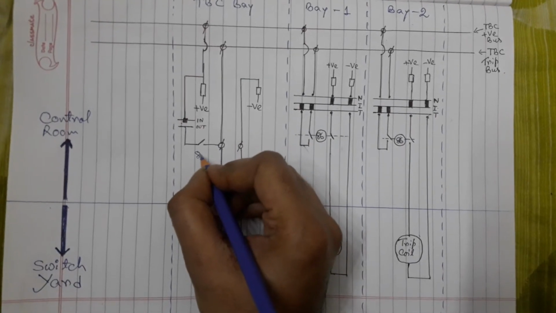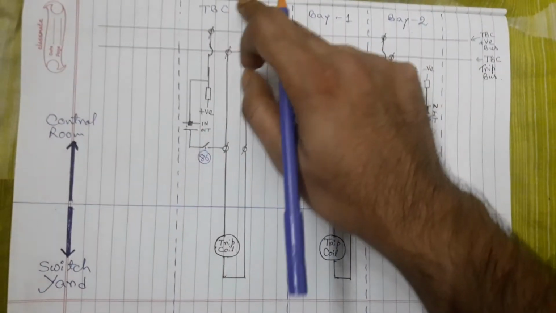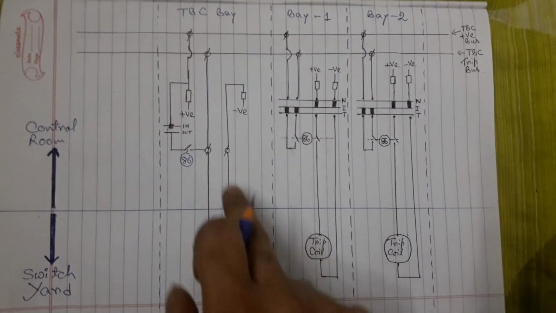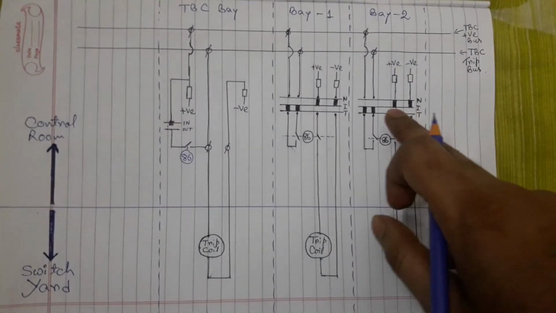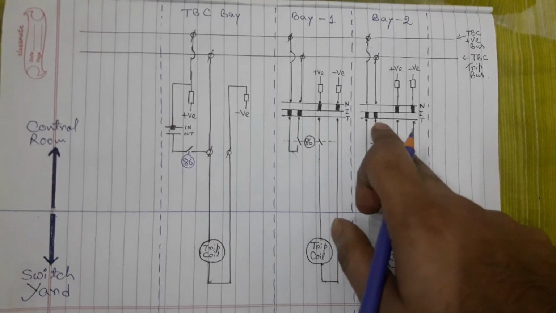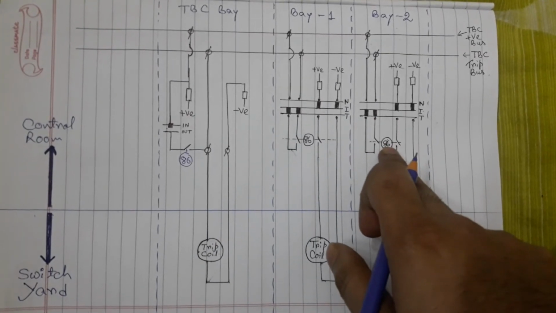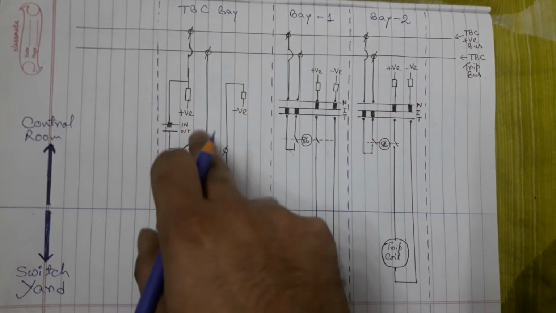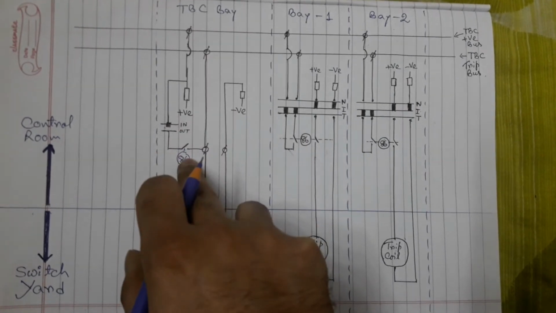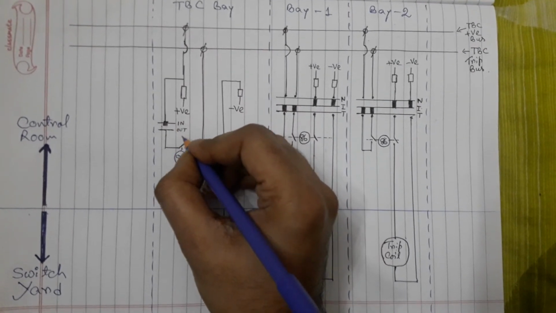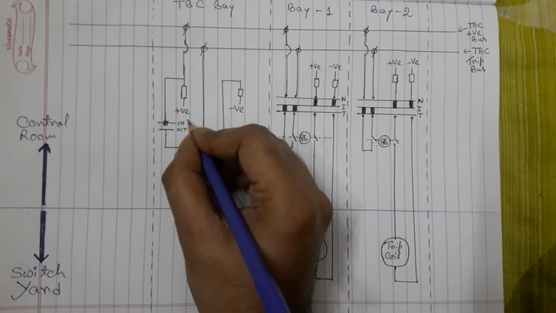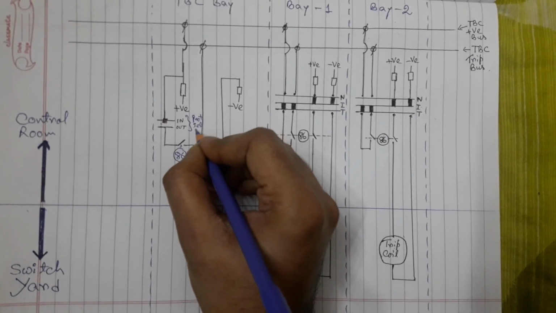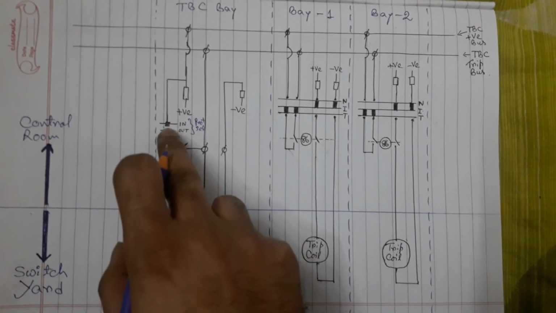This is 86, this bay also has an 86, and this 86 is operated by the overcurrent or distance relay of this TBC bay. But if we trip transfer, because we are transferring the trip of this bay to this trip coil, we do not need this bay's own distance or overcurrent relay. So then we will keep this switch, this protection in-out selection switch, in out condition.